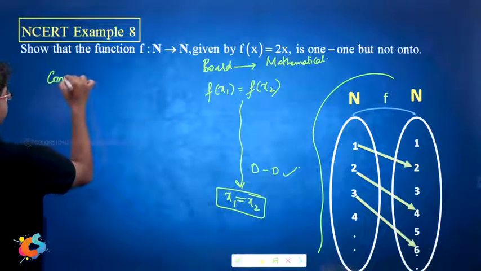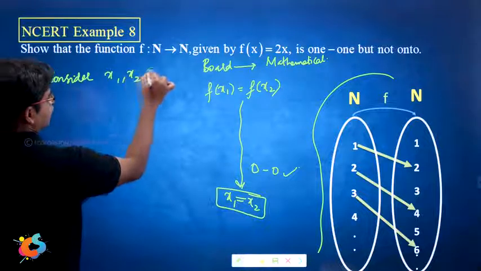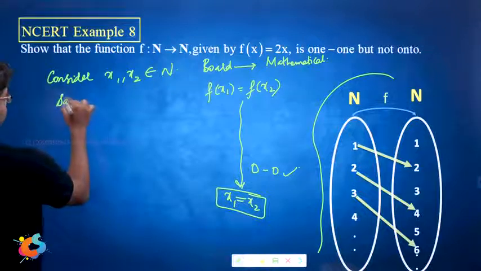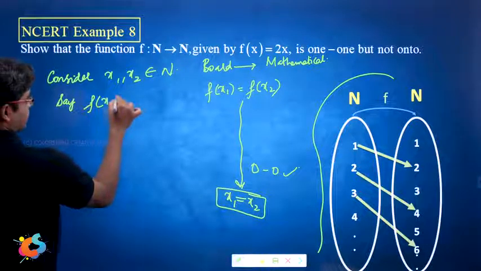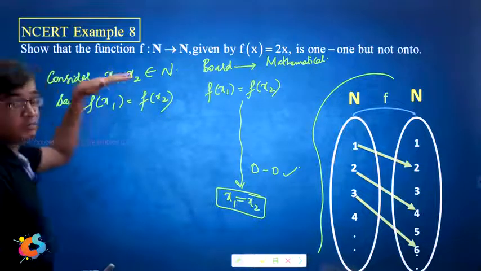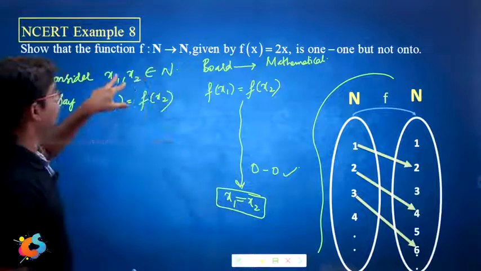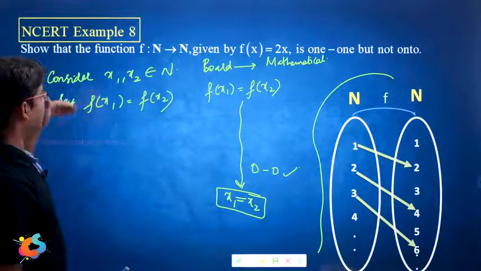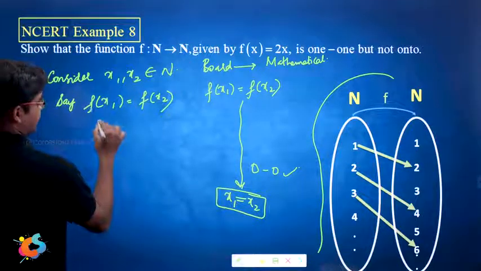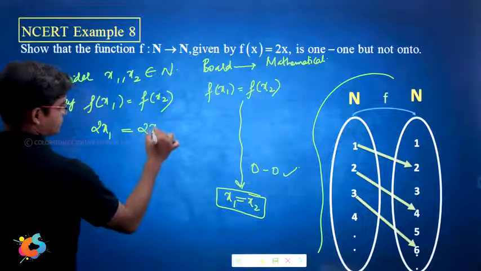So consider, this is the way you need to write in boards. Consider x1 comma x2 belonging to our domain, which is natural numbers. Say they have the same images, f of x1 is equal to f of x2. So this part will be the same in any question where you are proving it is a 1-1 function. Consider two elements belonging to the domain and say they have the same images, then start. What is the function definition? 2x, so input is x1, therefore 2x1.